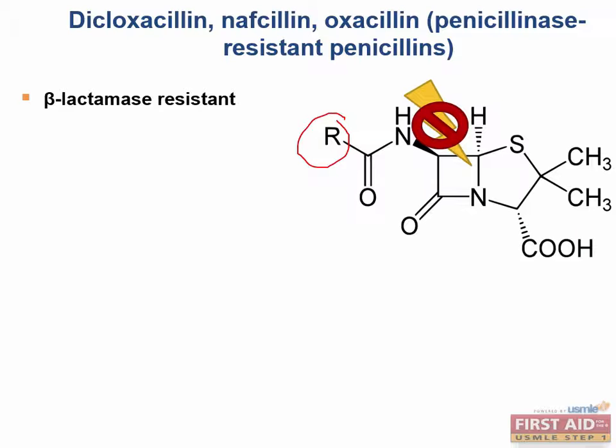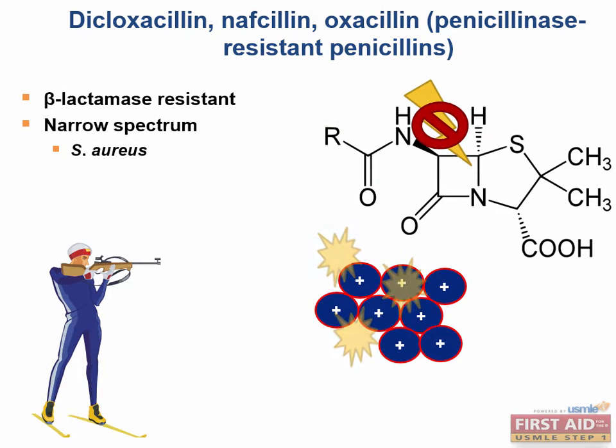In fact, as a result of this, these drugs have a narrow spectrum of activity, meaning that these drugs are only effective against a few bacteria. See our sniper guy again. In practice, these drugs are used to treat Staph aureus, the infamous gram-positive cocci that is full of beta-lactamases. So remember, we use NAF, or nafcillin, for staph.